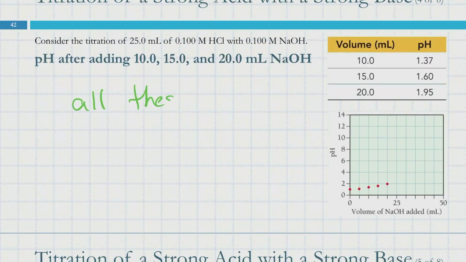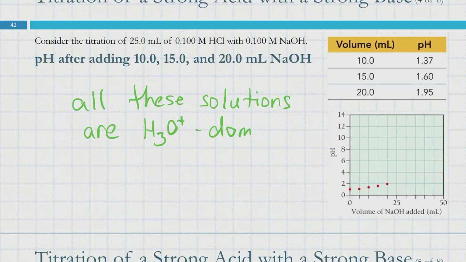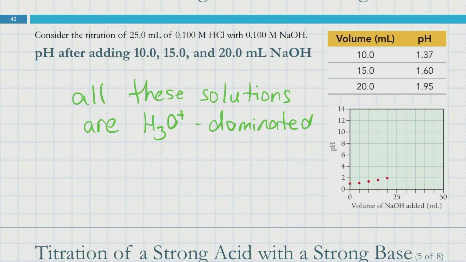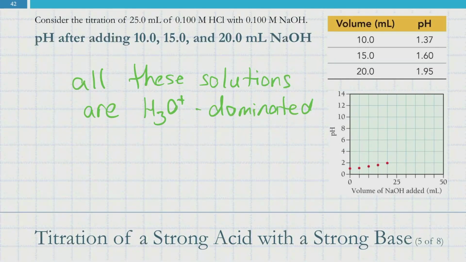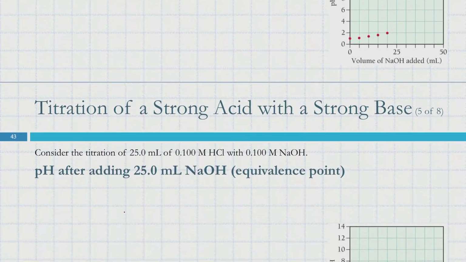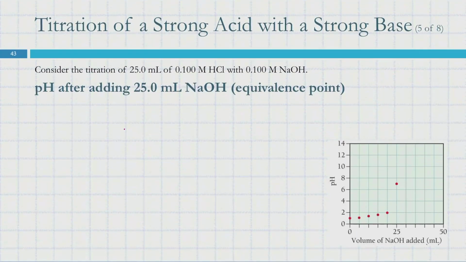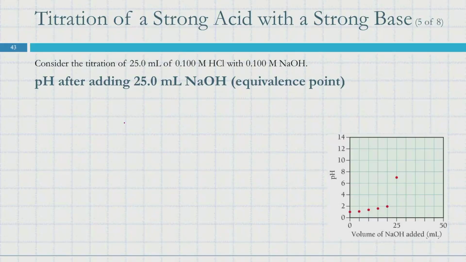And all these solutions are still H3O plus dominated, meaning that's still what we have in the majority for all three of those points. If we add 5 more milliliters, then that gets us to 25 milliliters of sodium hydroxide. We had calculated that as our equivalence point earlier.